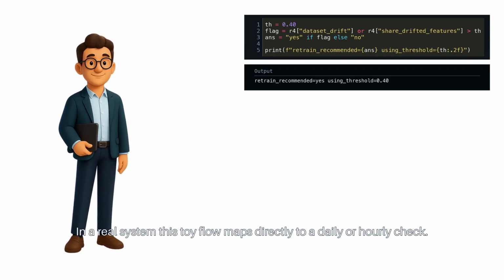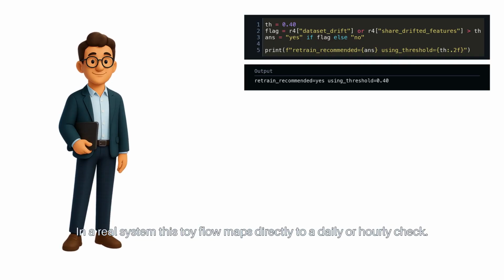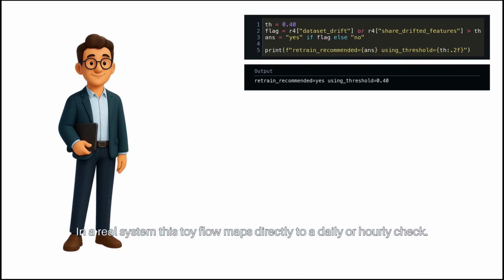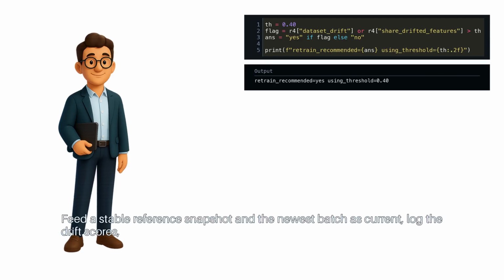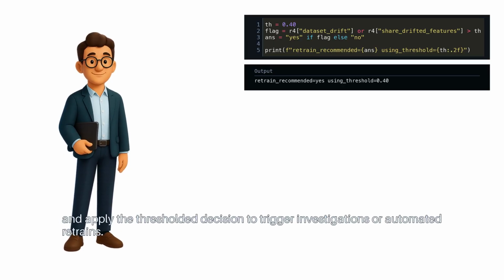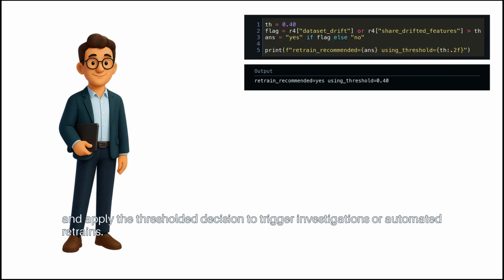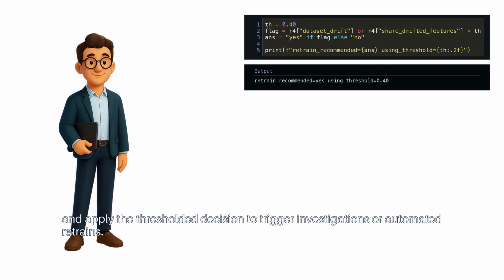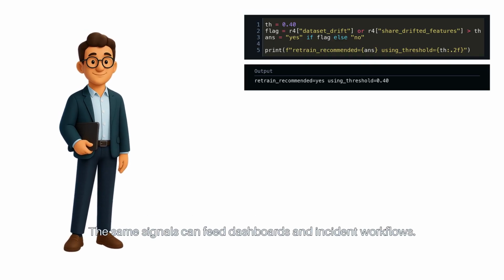In a real system, this toy flow maps directly to a daily or hourly check. Feed a stable reference snapshot and the newest batch as current. Log the drift scores and apply the thresholded decision to trigger investigations or automated retrains. The same signals can feed dashboards and incident workflows.